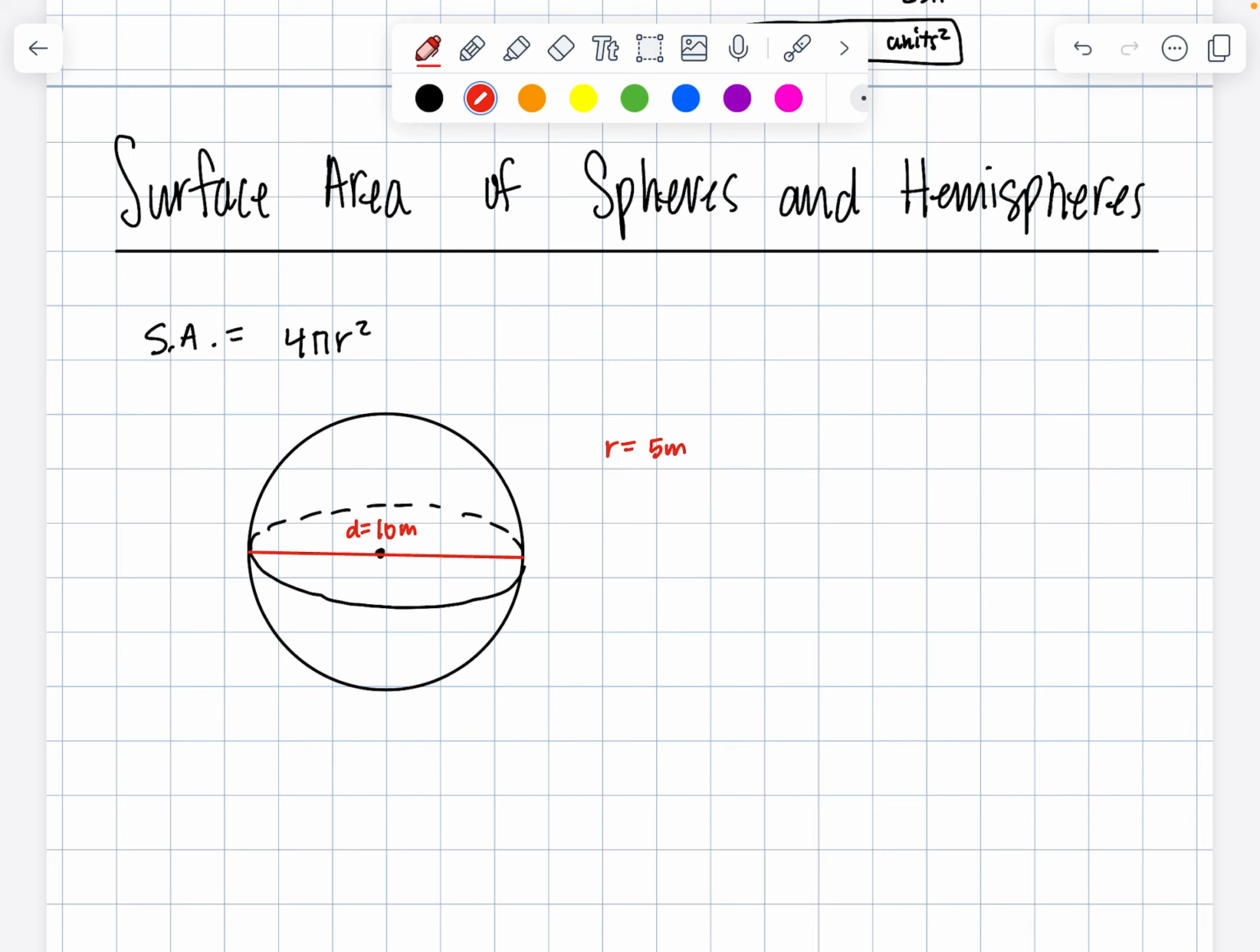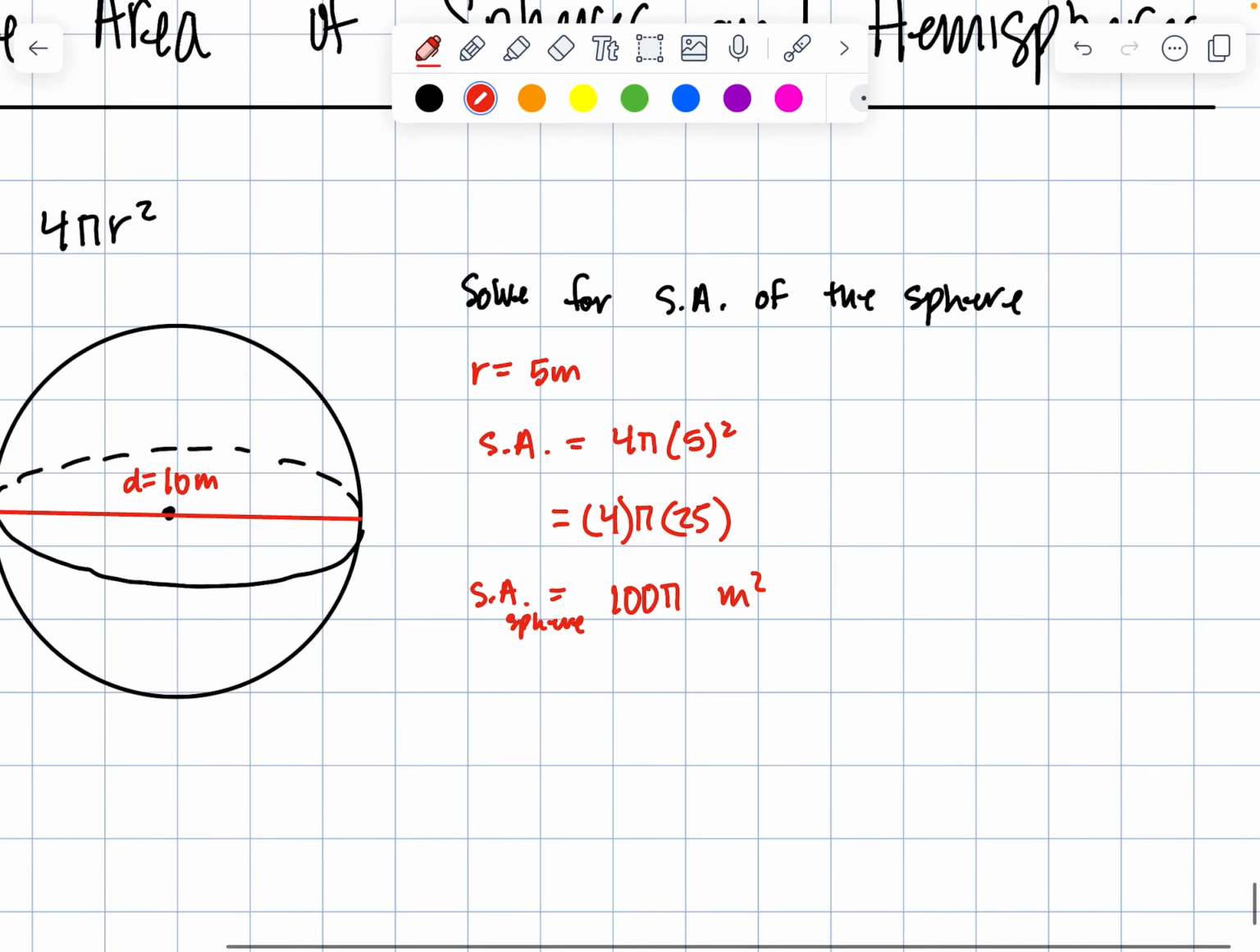And then let's solve for the surface area of the sphere. Okay, so radius is equal to 5. That means we could take this equation. Surface area is then equal to 4 times pi times 5 squared. 5 squared is 25. Multiply that with the 4 and the pi, and we should get 100 pi meters squared. Surface area of the sphere. Okay, and now we have it.